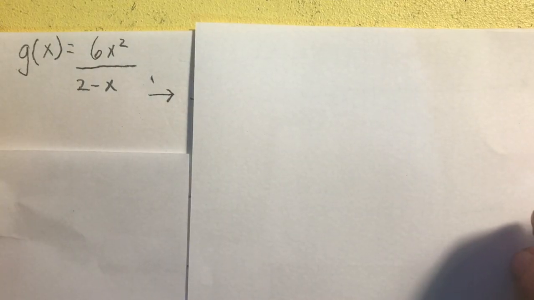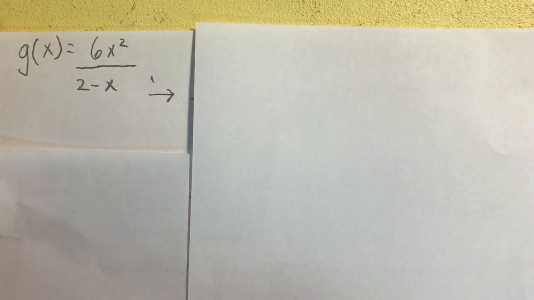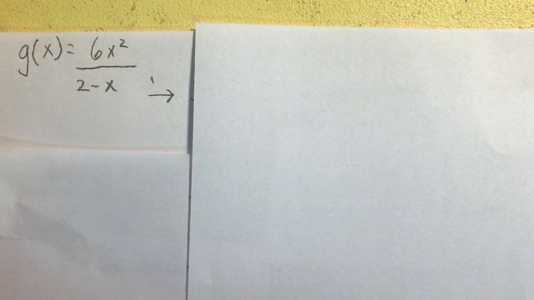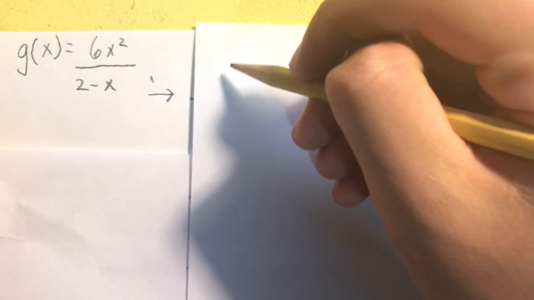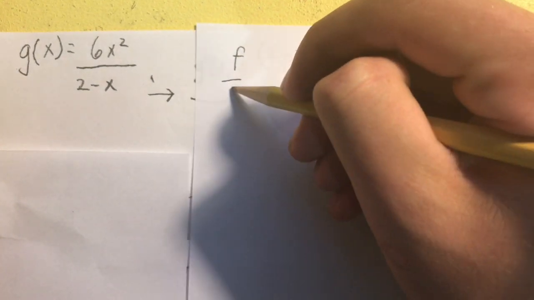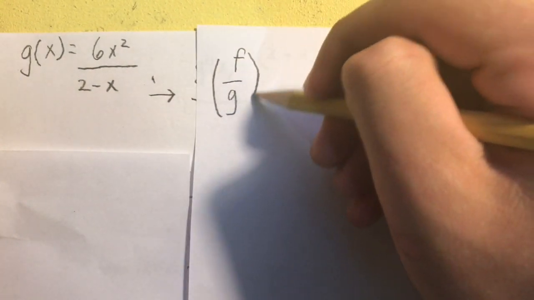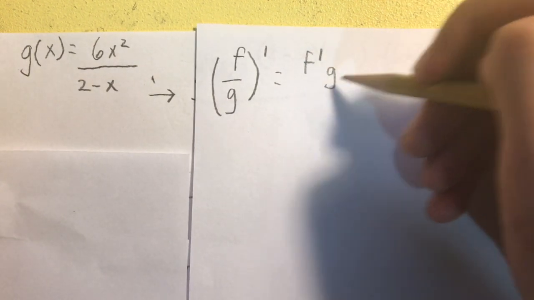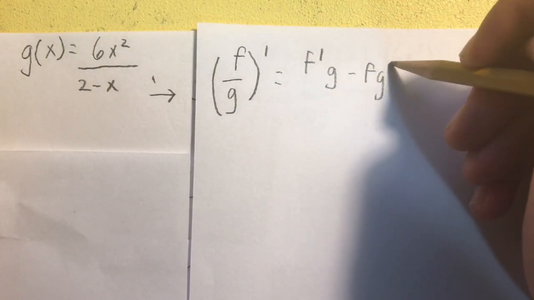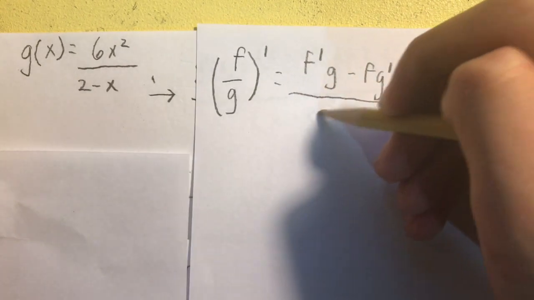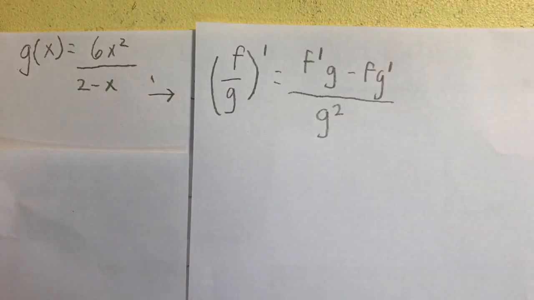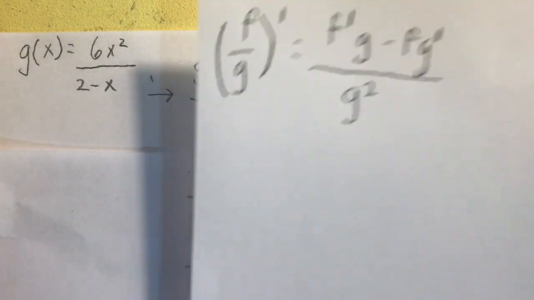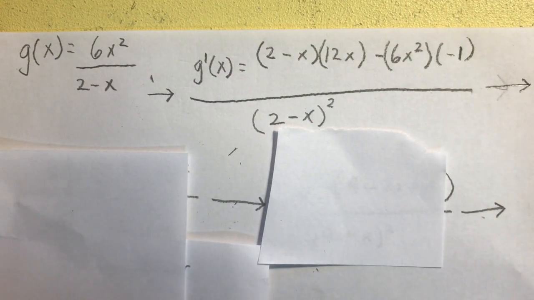We all know that practice makes perfect, so let's start off with a relatively easy problem to get us warmed up for what's coming next. If we were asked to find the derivative of this function, 6x squared over 2 minus x, we could use the formula that I gave you in the previous section of this video, f prime times g minus f g prime over g squared. You can plug those values into this equation and get that.